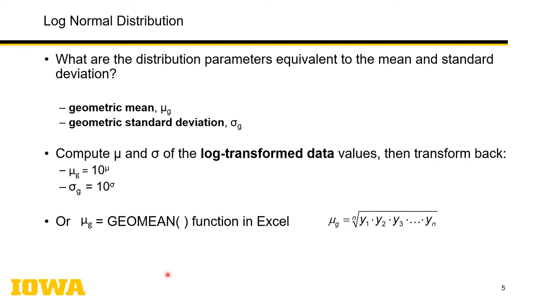There's also a function in Excel called GEOMEAN, and the geometric mean is the nth root of the product of all your data values. That function is in Excel, and it is capable of computing the mu sub g, but I am not familiar with an automatic way of computing the geometric standard deviation in Excel like that. And this function can crash on you, by the way, because you're doing a massive product underneath if you have a lot of data values.